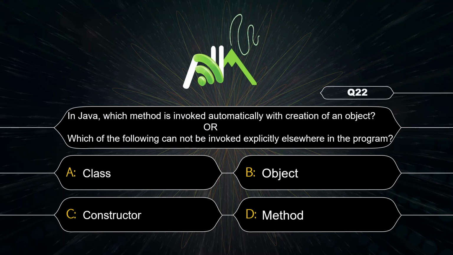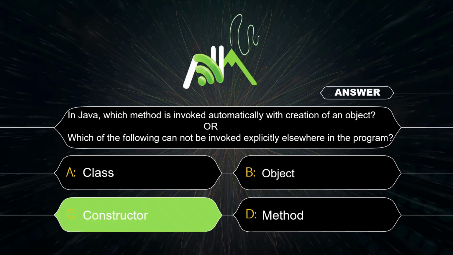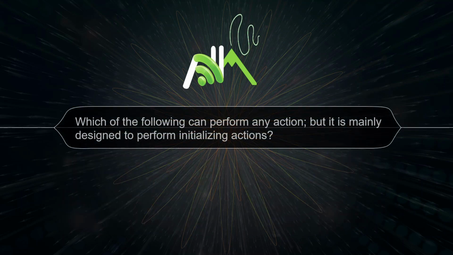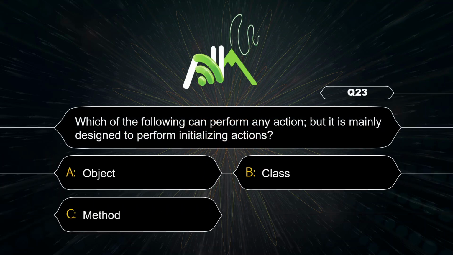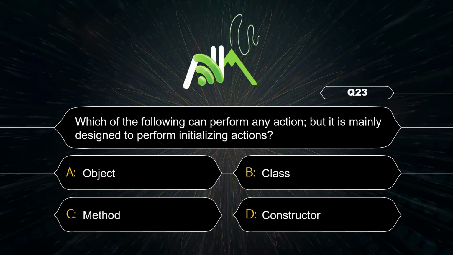In Java, which method is invoked automatically with the creation of an object? Or which of the following cannot be invoked explicitly elsewhere in the program? So the correct answer is C, constructor. The following can perform any action, but it is mainly designed to perform initializing action. So it is used to initialize the object. So the correct option is D, constructor.